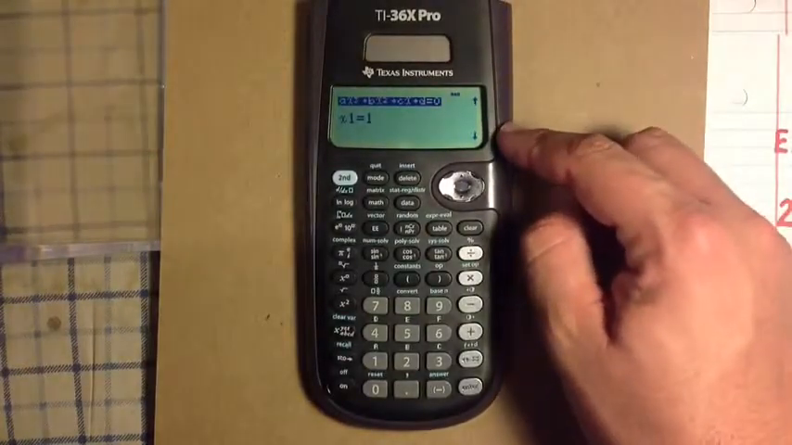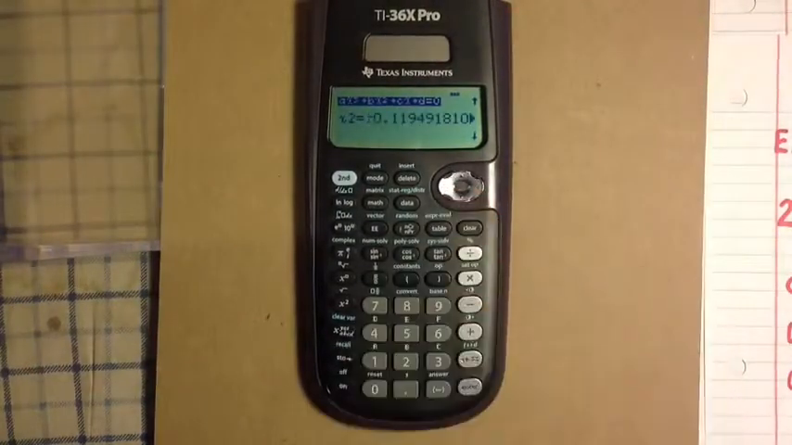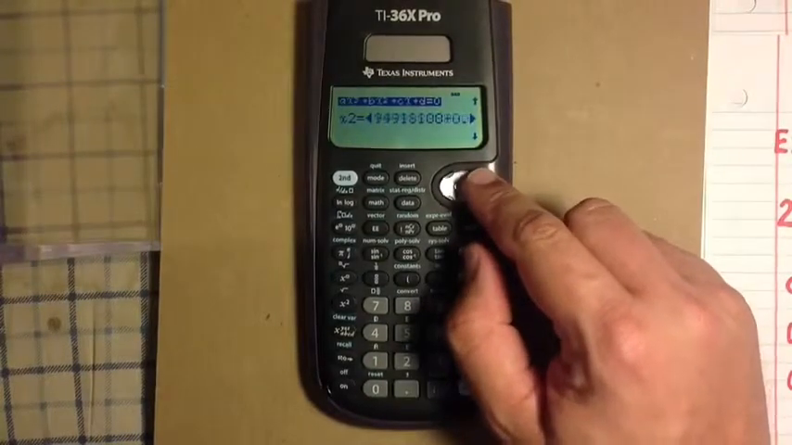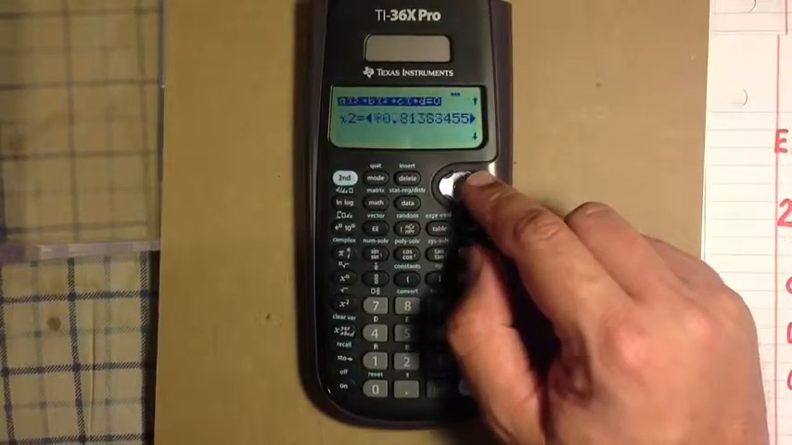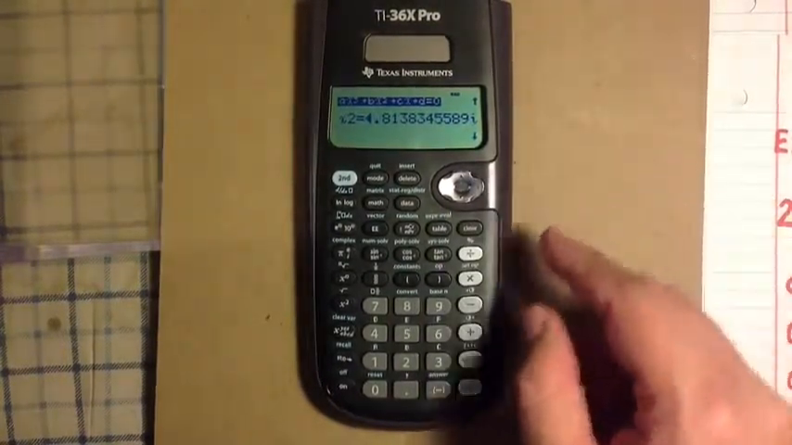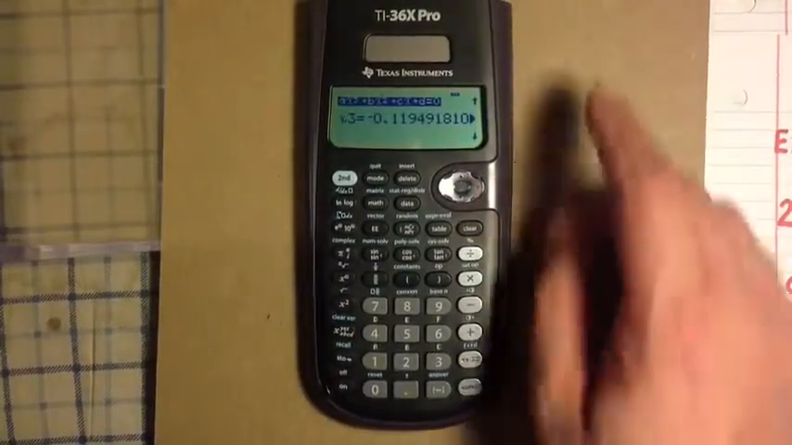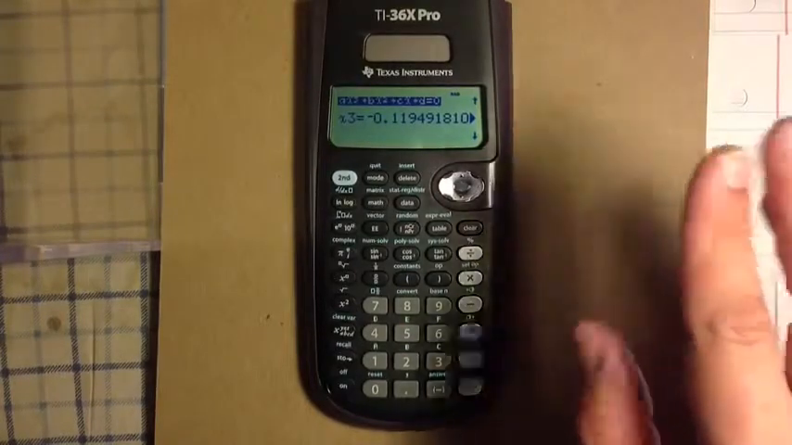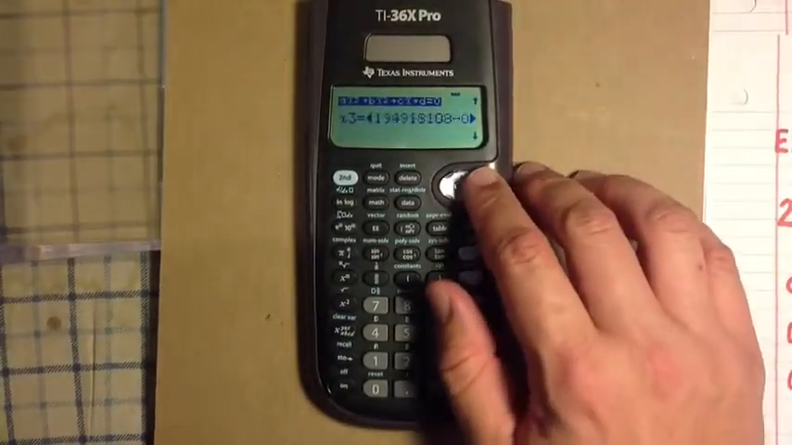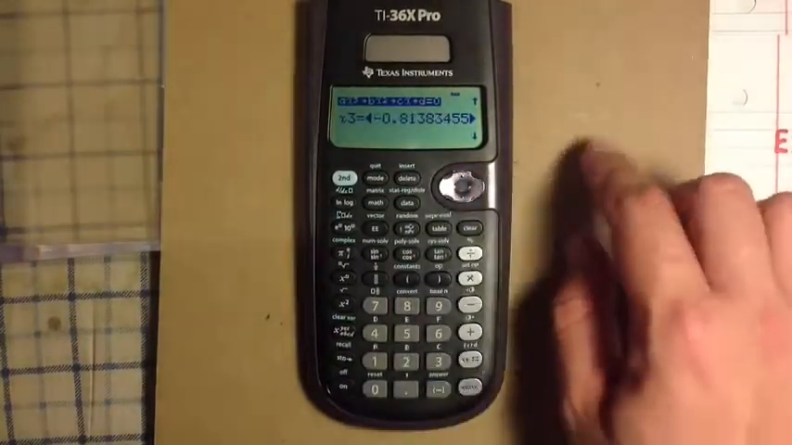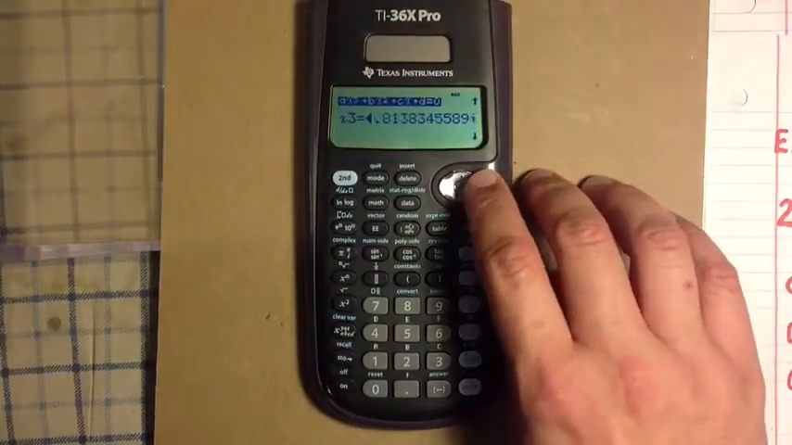I found out that one of the roots is 1. Scroll down, and the next root is about negative 0.1149 plus 0.81383 times I. Scroll down again, so I have another root, negative 0.11949 approximately. Scroll over to negative 0.81383 times I.